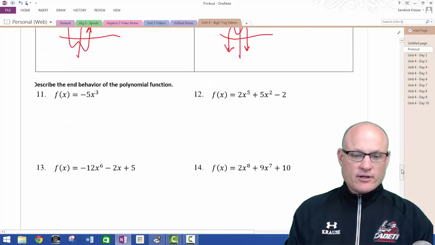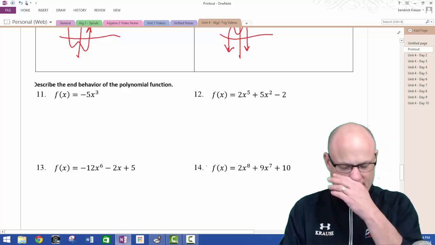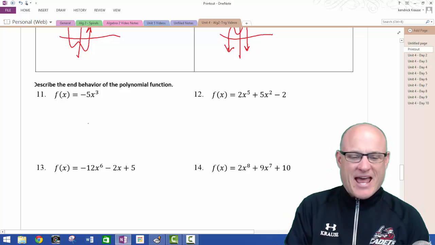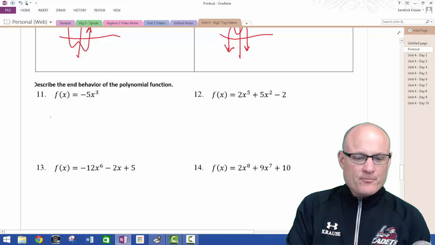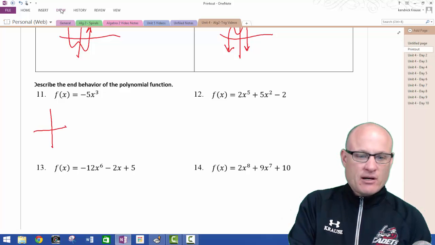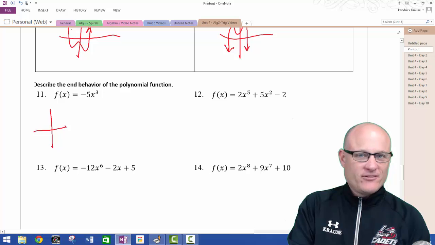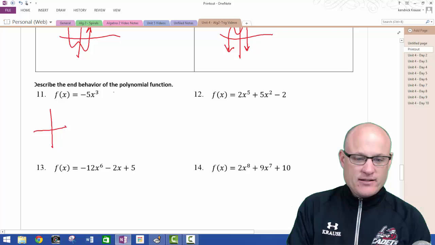Hurt my feelings. Okay. So whenever you get a simple question that says, okay, describe the end behavior, quickly draw some axes. Then grab your other colored pencil. And let's see. It's odd. That means it's going up and down. And it's negative. So it's going to have a negatively sloped line. So it's going to look like this.